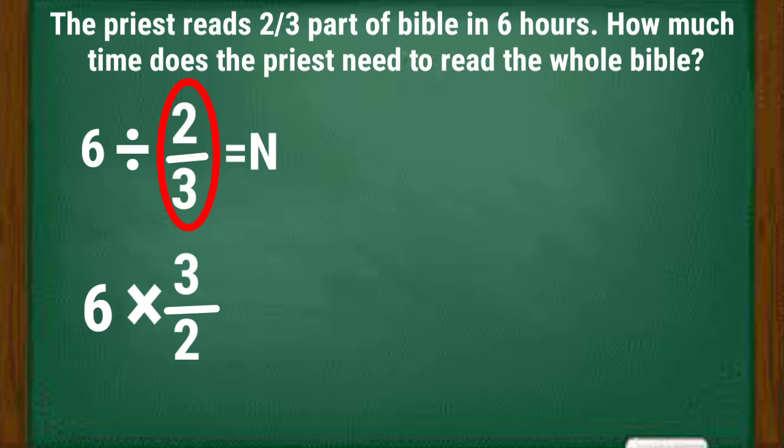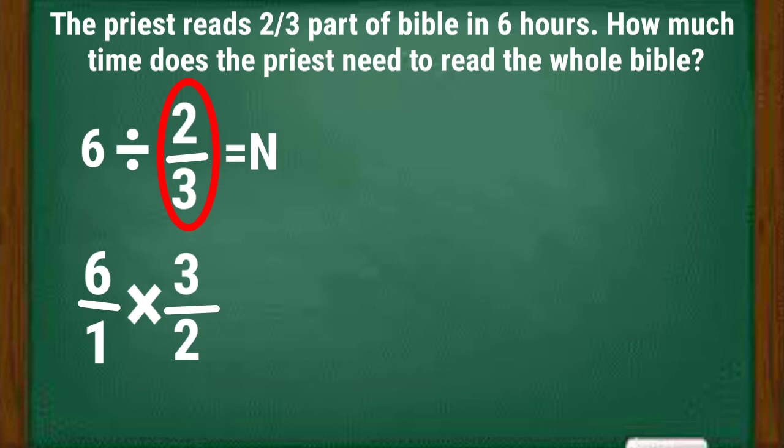Next step is to multiply the numerators. But before that, we make sure that our whole number will become a fraction. How will you change a whole number into a fraction? You will just simply put 1 below. So that is 6/1 times 3/2.